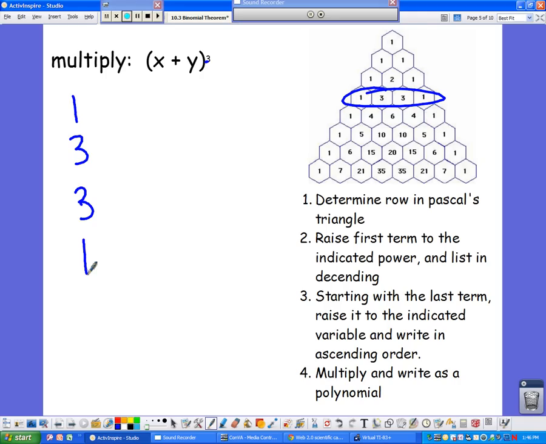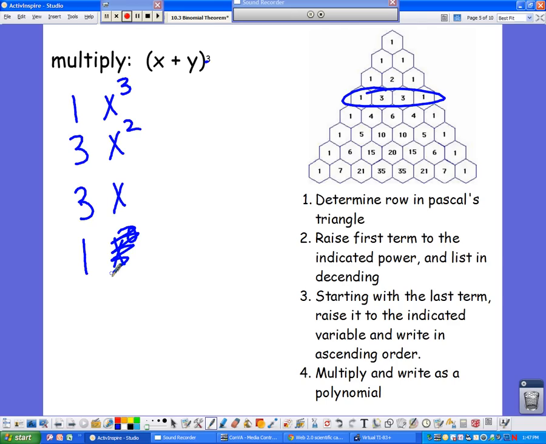So the second step is you're going to raise the first term to the indicated power and list it in descending order. So it just goes x to the third. And then we go down 1. So the next one would be x squared, x to the first. This is technically x to the 0, but if you remember, x to the 0 is 1. So we don't even need that.